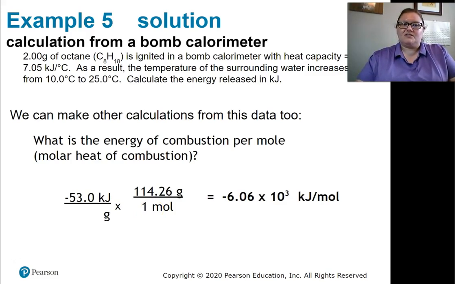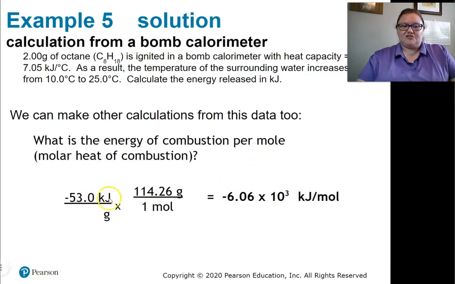So 8 carbons plus 18 hydrogens, we add all those values up, we get a total mass of 114.26 grams. Whenever we add up the atomic masses off the periodic table, that's always per 1 mole of that substance. And so what we're doing here is canceling grams out, going from kilojoules per gram to kilojoules per mole. The mole will not cancel. It's showing up as our unit for our answer, and that's what we're asked about.